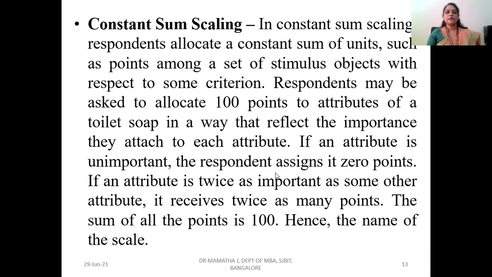In constant sum scaling, the respondents are allocated a constant sum of units, such as points, among a set of stimulus objects with respect to some criteria. Respondents may be asked to allocate 100 points to attributes of toilet soap in a way that reflects the importance they attach to each attribute. If an attribute is unimportant, they'll assign 0. If an attribute is twice as important as some other attribute, it will receive twice as many points. So the sum of all the points is 100, hence the name constant sum. Sum means adding.